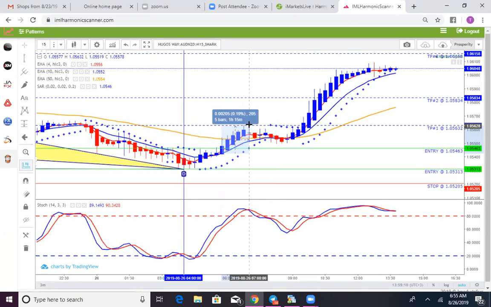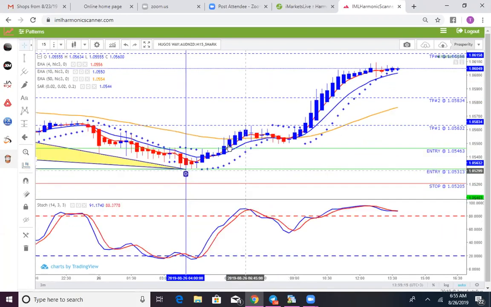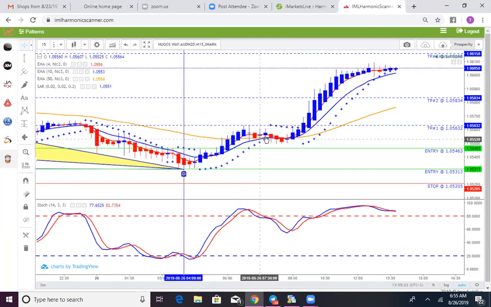But with this particular strategy here, I stay in a buy as long as my candles are above the blue line. I stay in a sell as long as my candles are below the red line.